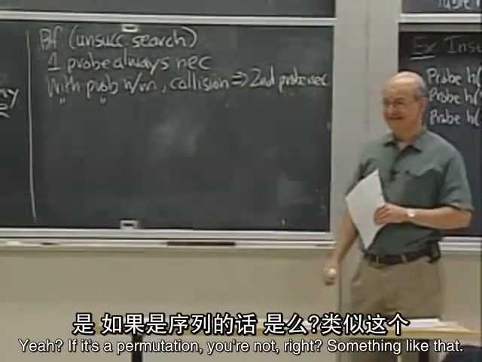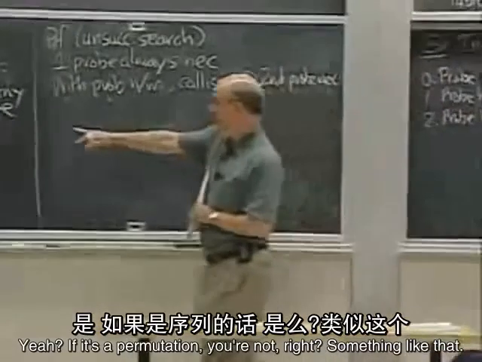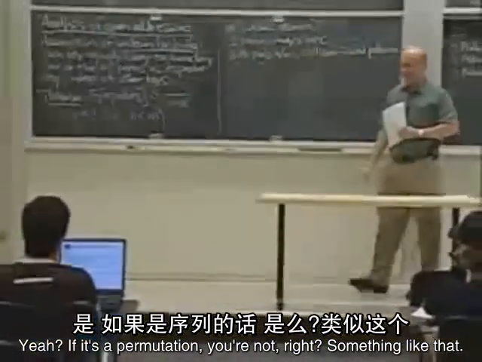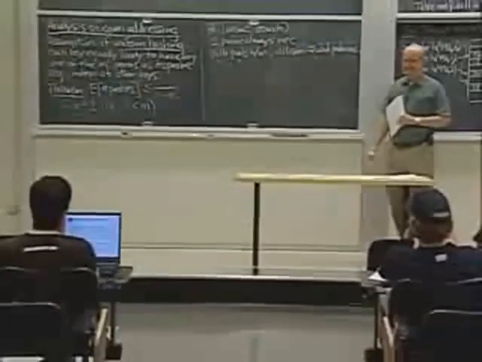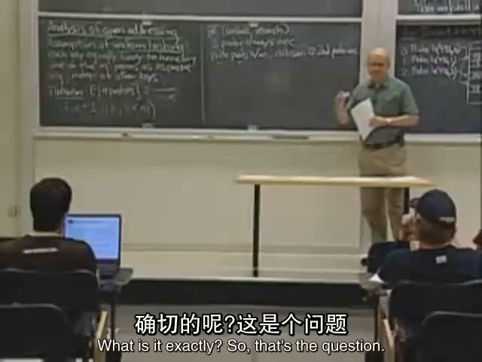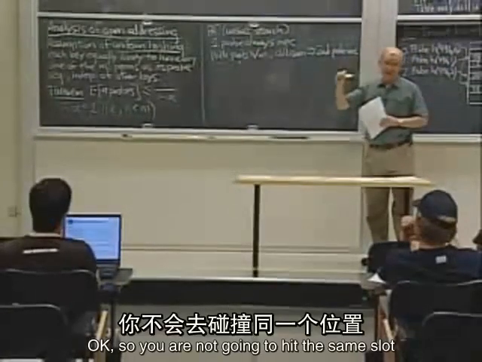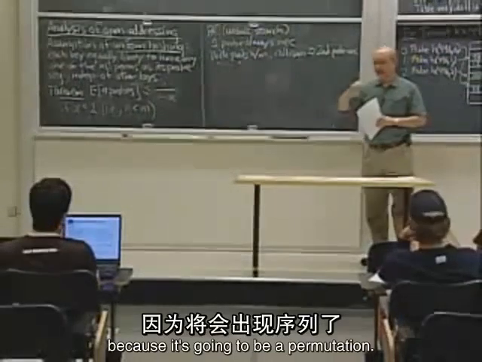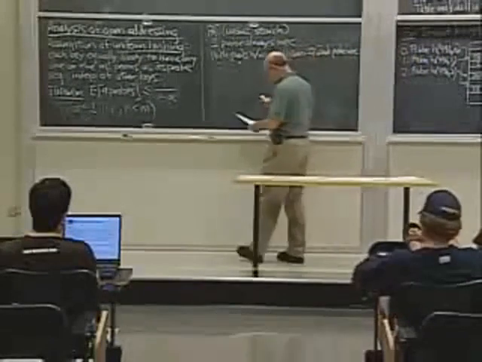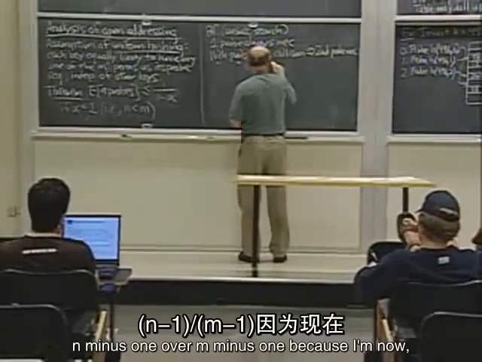Yeah. If we're assuming that you're not choosing the same one over again? If it's a permutation, you're not, right? Exactly. So it would be n over m minus 1, something like that. What is it exactly? So that's the question. Okay, so you're not going to hit the same slot because it's going to be a permutation. Yeah, that's exactly right. Okay, n minus 1 over m minus 1.